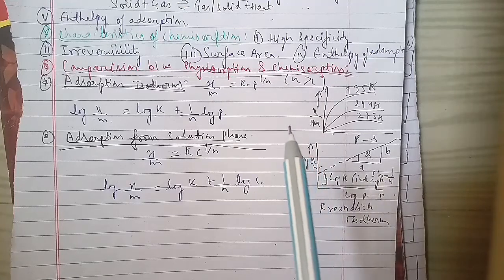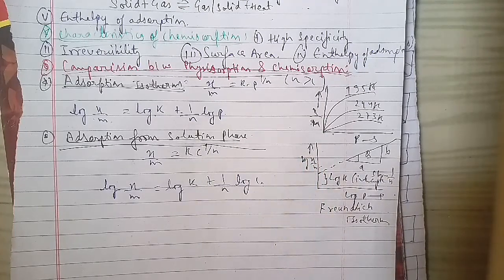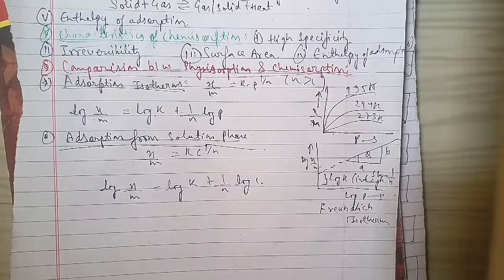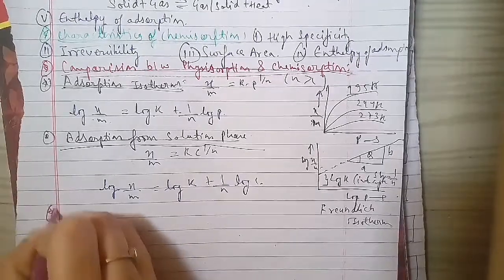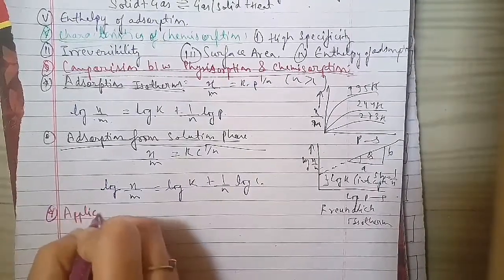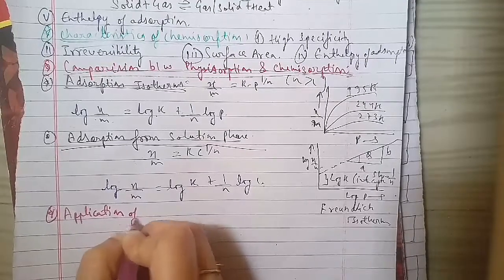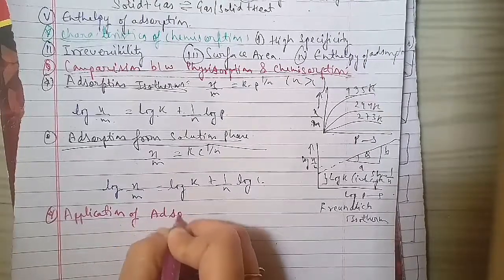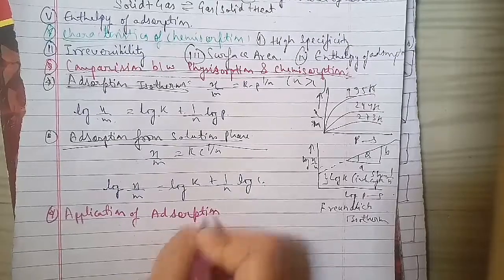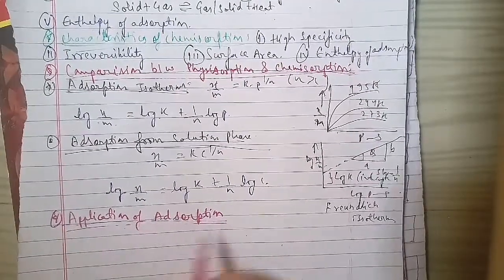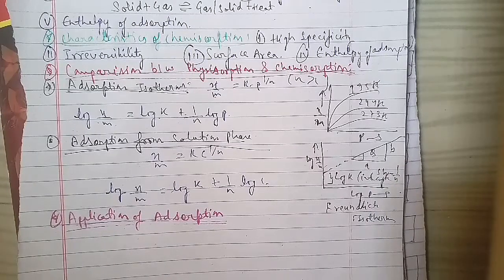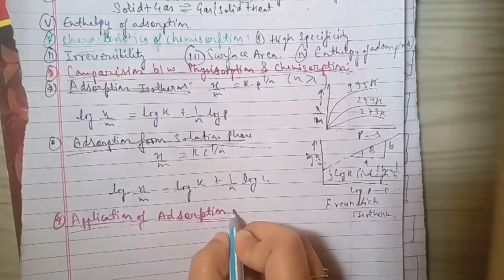The first we have is the production of high vacuum. In the production of high vacuum, the remaining traces of air can be adsorbed by charcoal from a vessel that has been evacuated by a vacuum pump, to give a very high vacuum. That is the production of high vacuum, and that is the first application of adsorption here.